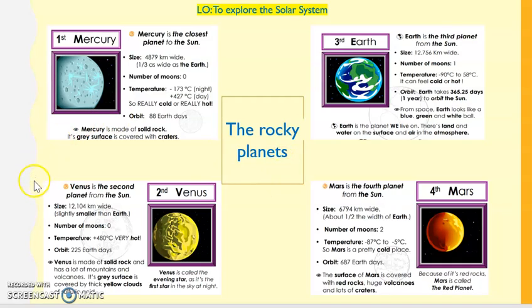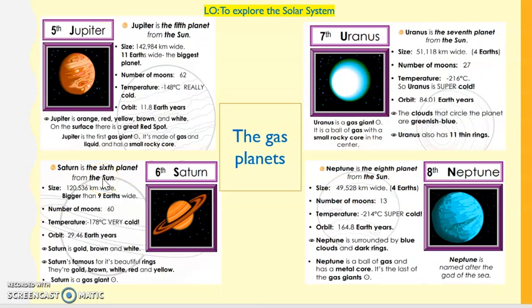You can pause the video now to differentiate between the 4 rocky planets. The 4 gas planets are Jupiter, Saturn, Uranus, and Neptune.